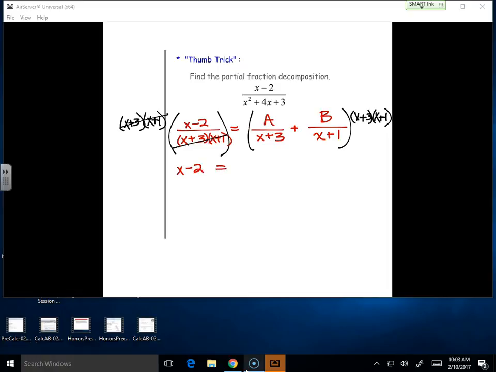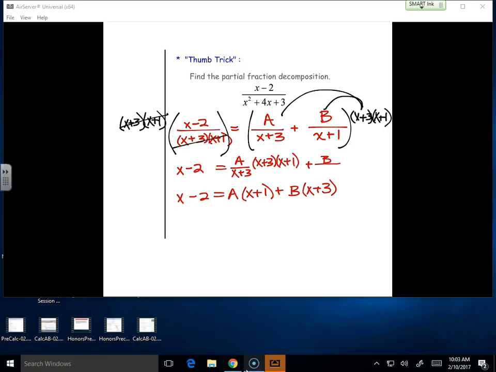Now I am going to show the work, but hold on. Maybe just a few of you can start skipping a step and saying, hey, the A is going to be times x plus 1, and the B is going to be times x plus 3. For those of you that can't see that, remember the A over x plus 3 gets multiplied by both, and the B over x plus 1 gets multiplied by both as well. Has to distribute both pieces. Then I can say, hey, that reduces, right?